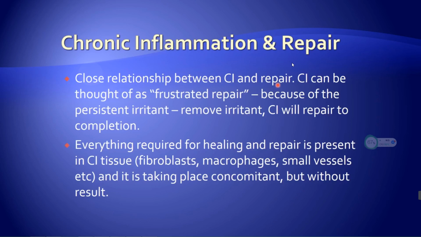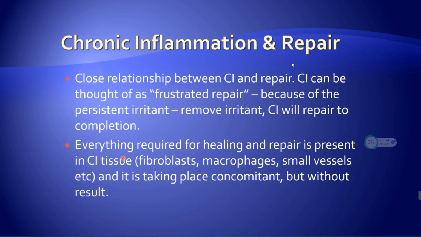If we remove that etiological agent, whatever it is, then chronic inflammation will go to repair. It'll go through repair to completion. And ultimately, that's what we want to do. And so your body has a handful of these responses that it uses to deal with these etiological agents. And one of them is with tuberculosis. And we'll have a look at that one very shortly.